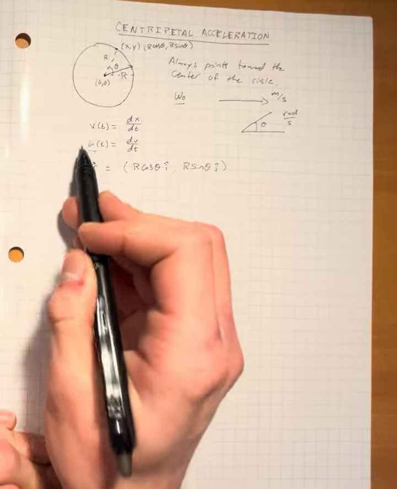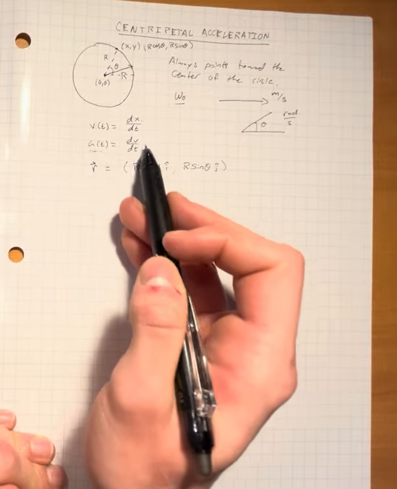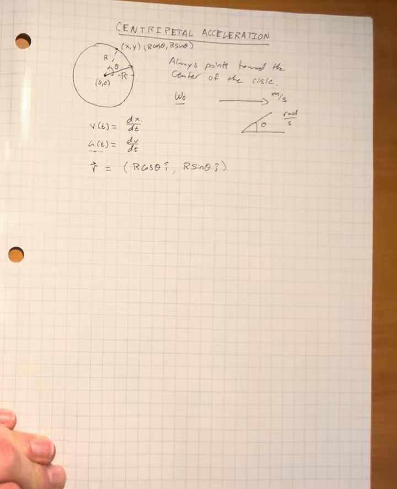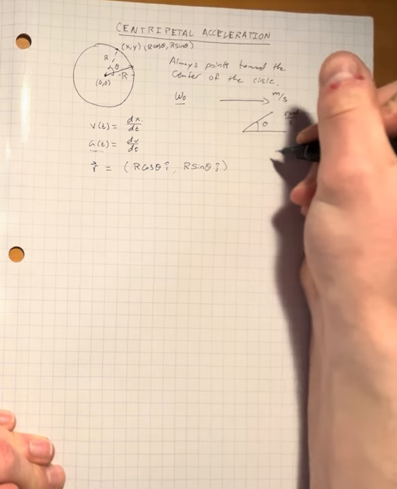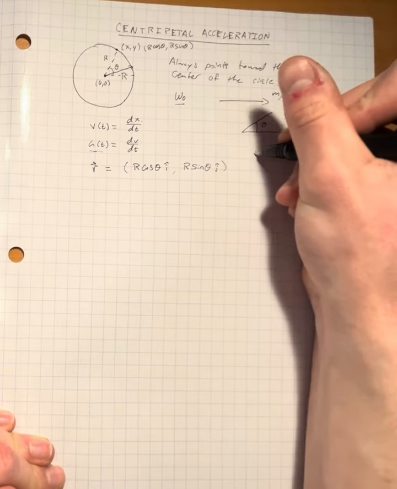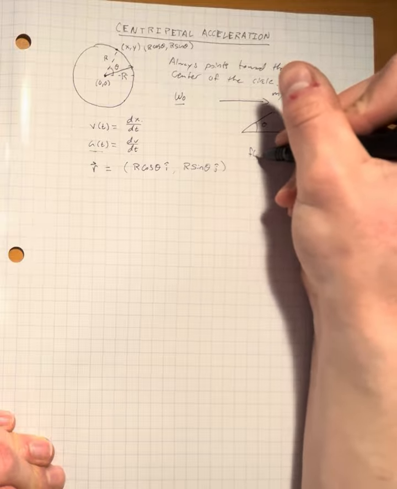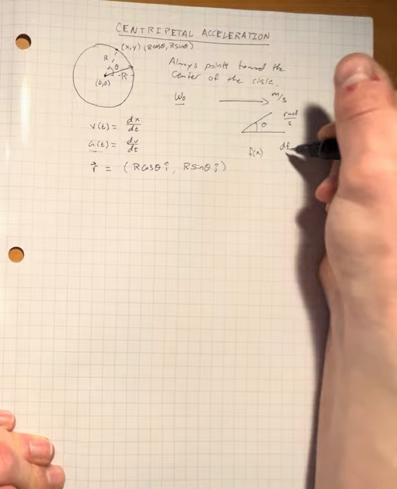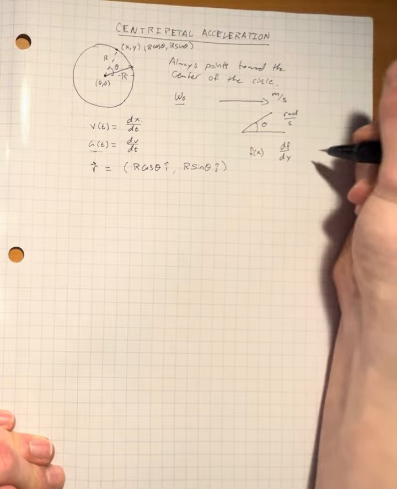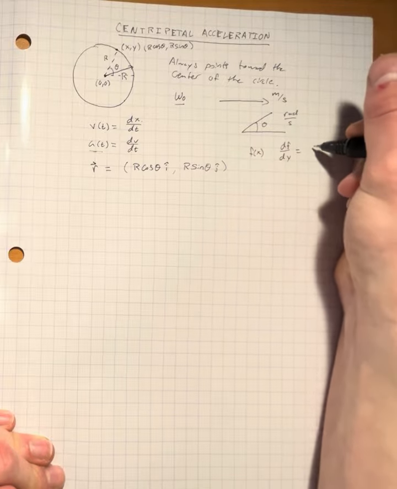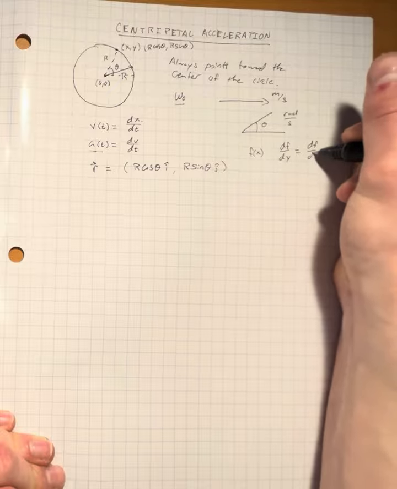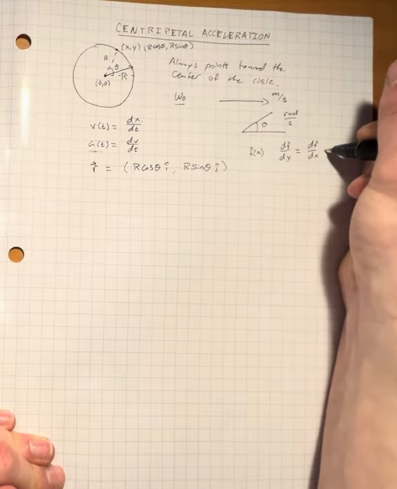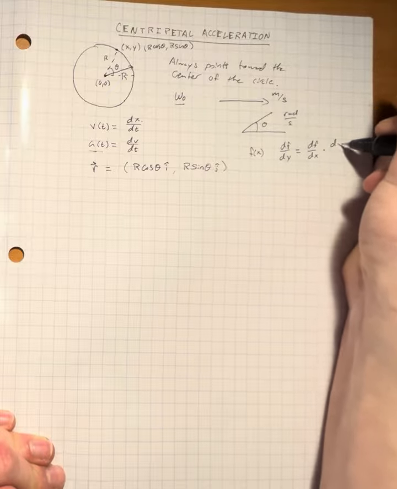And we can see from these calculus equations here that we have to derive with respect to time. So that's not a huge deal. It just means that we're going to have to use the chain rule. So I'll write that up here just as a reminder. The chain rule says that if you have f of x as a function, then df over dy, for example, is going to be equal to df dx times dx dy.